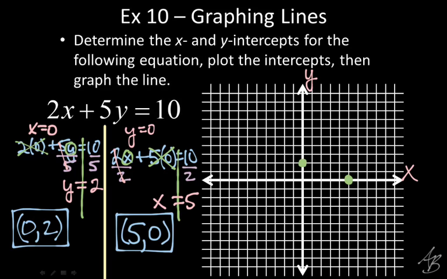Make sure your line is straight. Make sure it goes all the way to the edge of the graph. And make sure you put the arrows on the end. You should get something that looks like that. Again, your coordinate plane is a little smaller than mine, so yours is going to be a lot closer to the edge than mine is here, but should have the same general idea.